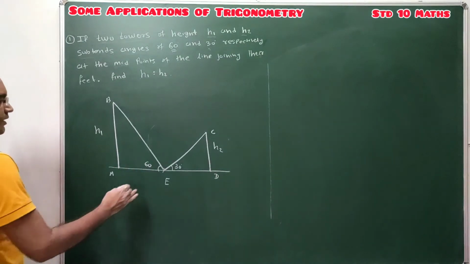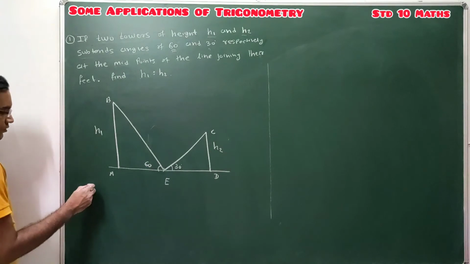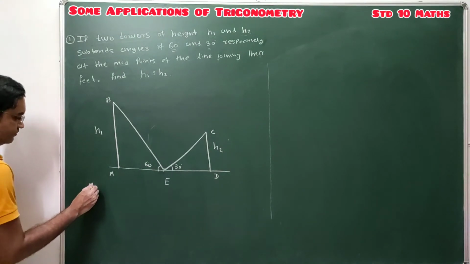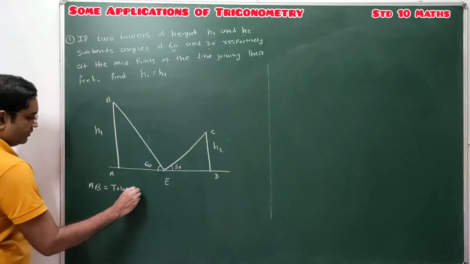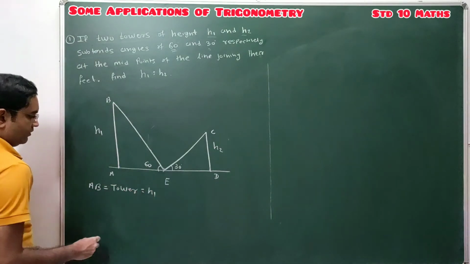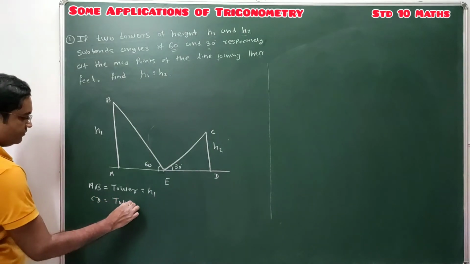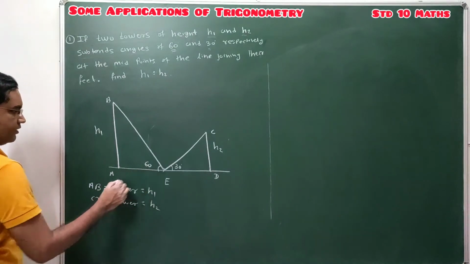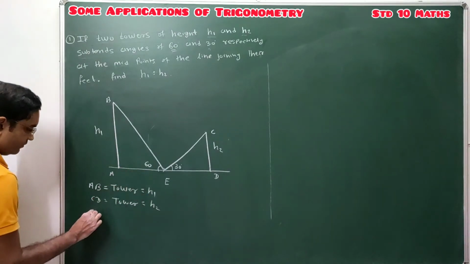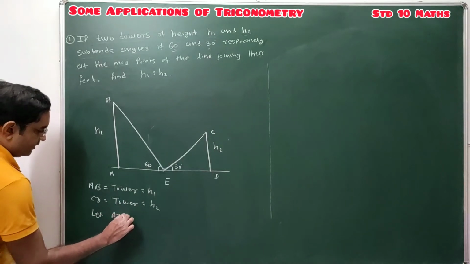Done. So this is given data. Here you have to write the description of figure. So AB, what is AB? AB is the tower whose height is h1. CD is another tower whose height is h2, and this is line segment AD joining the feet of the two towers. So whose length is not given.